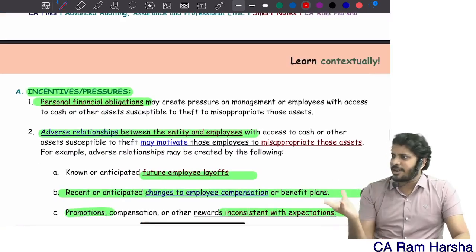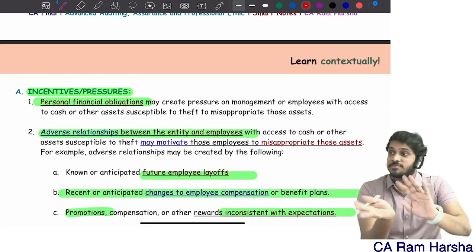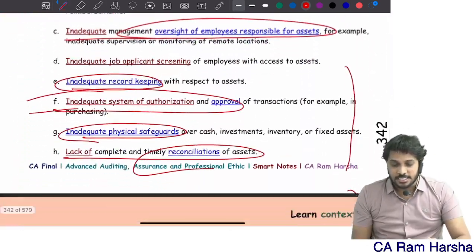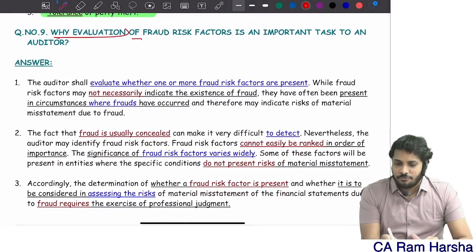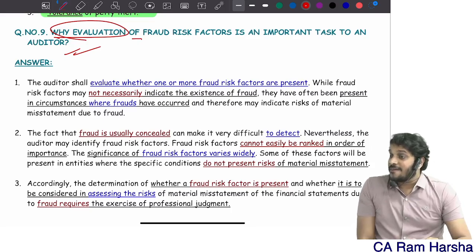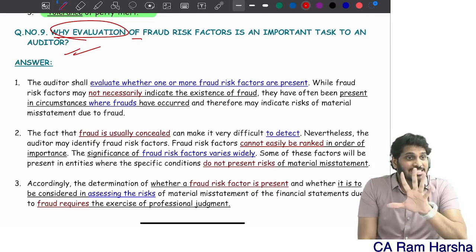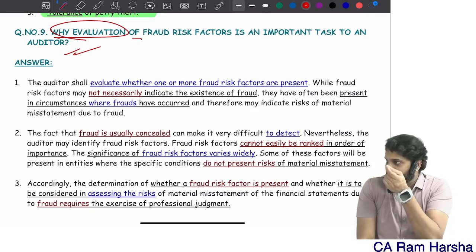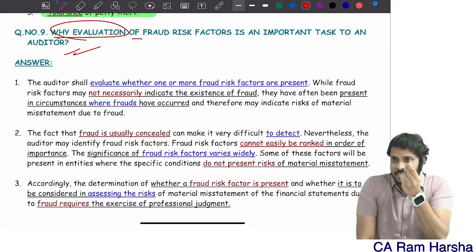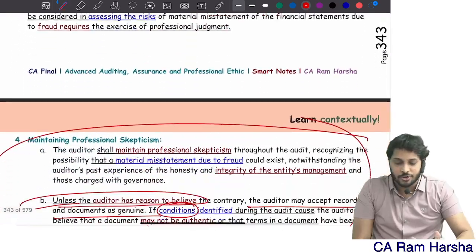So you just have to apply the standard in the real audit. See whether these symptoms are there or not. Next, then you see why this evaluation is so important. Without evaluation, you will not understand whether a fraud happened or not. Fraud risk factor is a primary result based upon which I can investigate fraud.